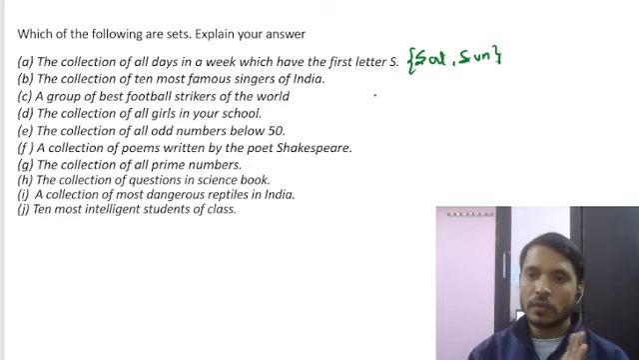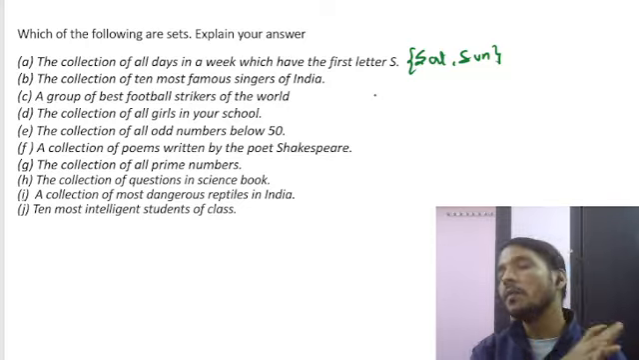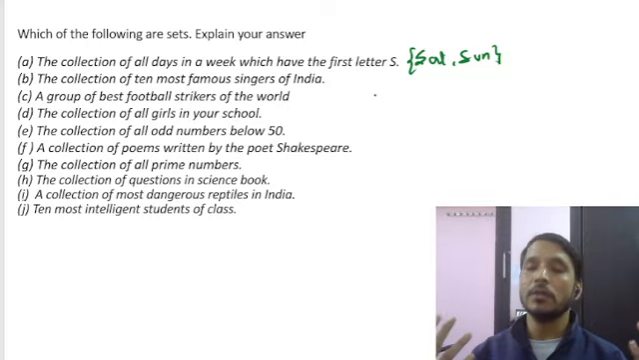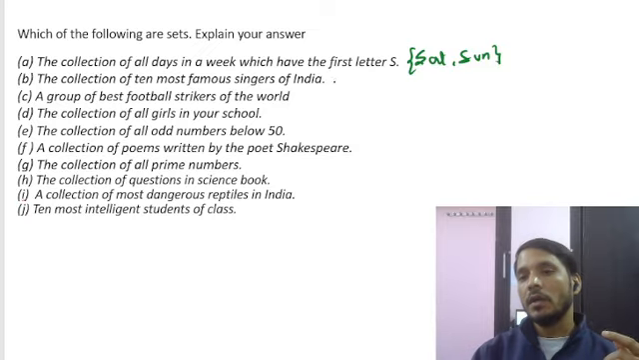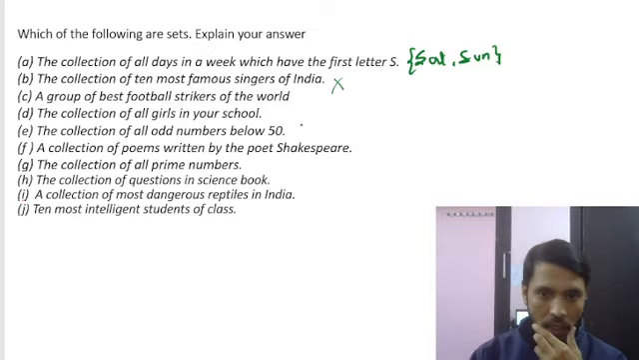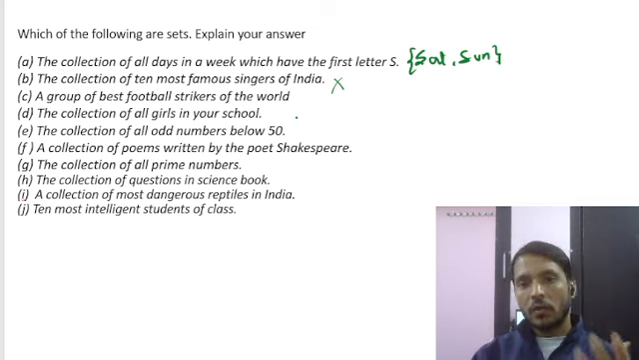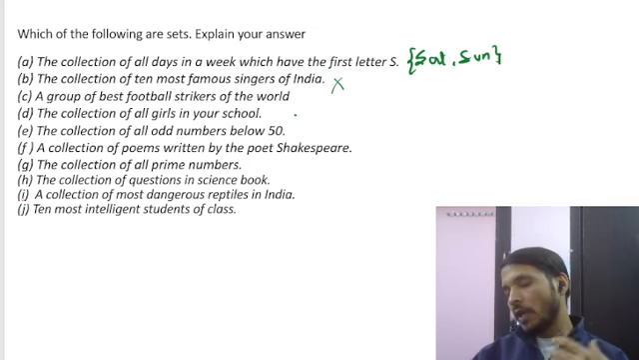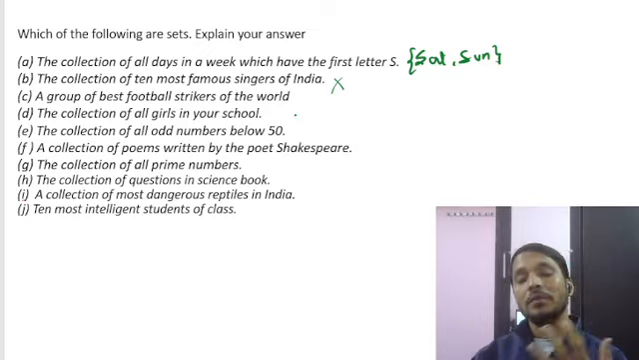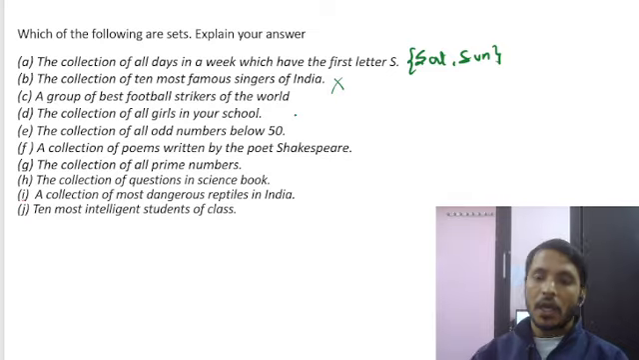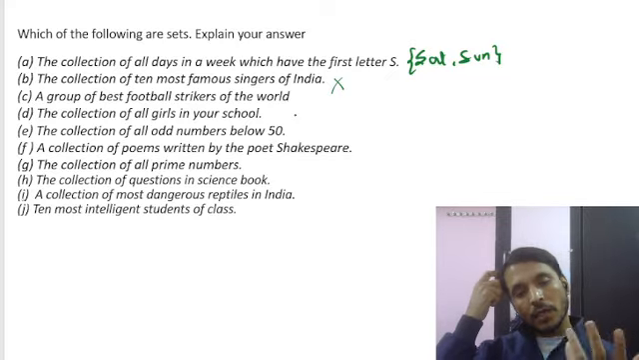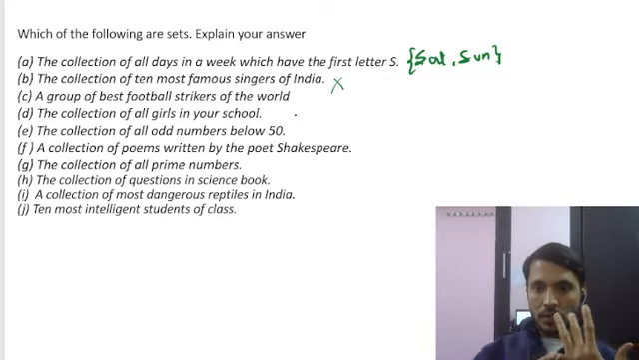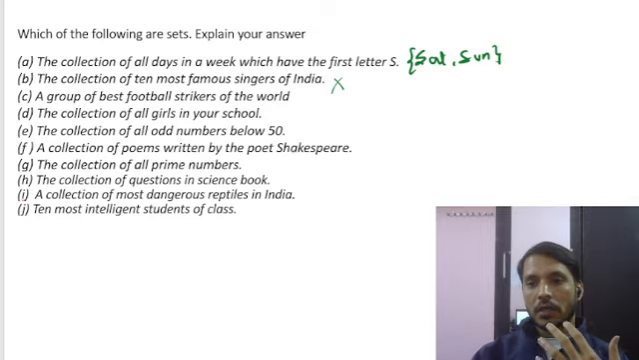Now, a collection of the 10 most famous singers of India. There is no fixed criterion to find out who is famous. It will change from person to person. So these types of collections are not sets. So it is not a set. The group of the best football strikers of the world. Again, we cannot fix whether someone is the best striker or not. That means we can decide, but it will change from person to person. So again, it is not a set, right?